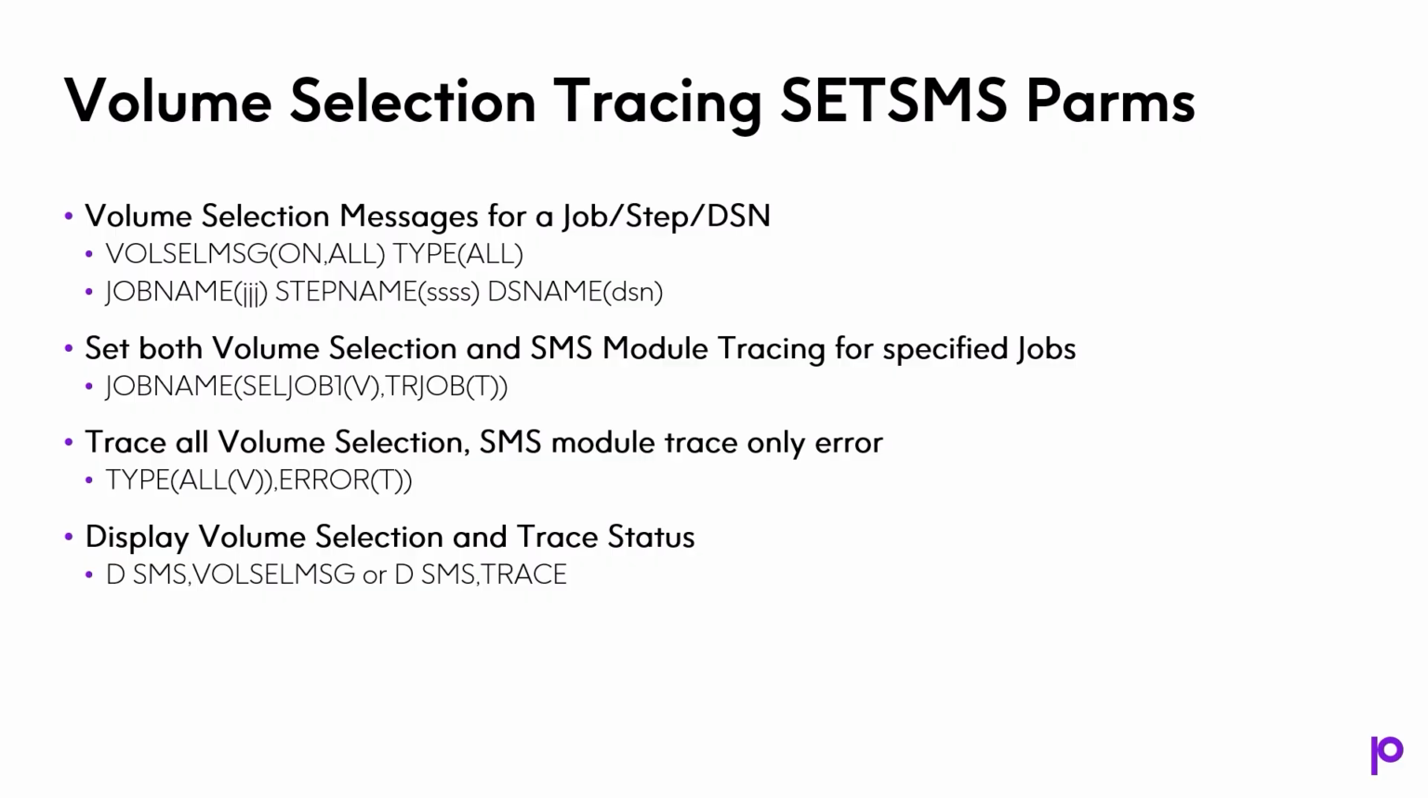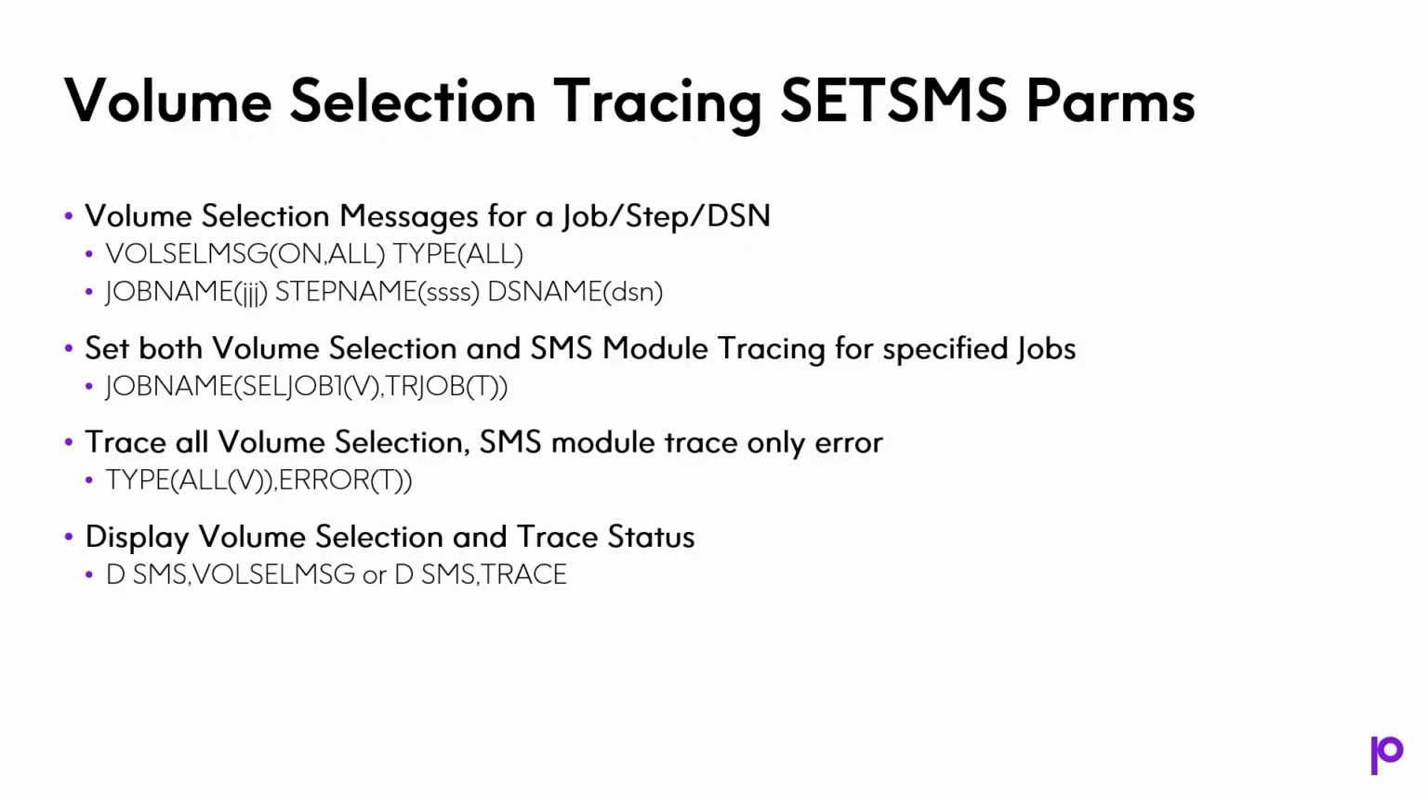Normally, if I want to do some volume selection message tracing for a job or a step or a dataset name, I'll issue a SET SMS command that says VOLSEL MESSAGE ON, and either ALL, or usually ALL, because I want to see all the messages. I might say TYPE ERROR. I only want to see jobs that result in an error, but for this particular job and this particular step and this particular data set. And I don't have to specify all of those, but I have to specify at least one if I want to see the error messages.